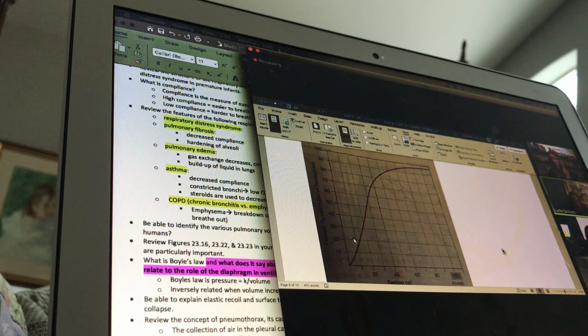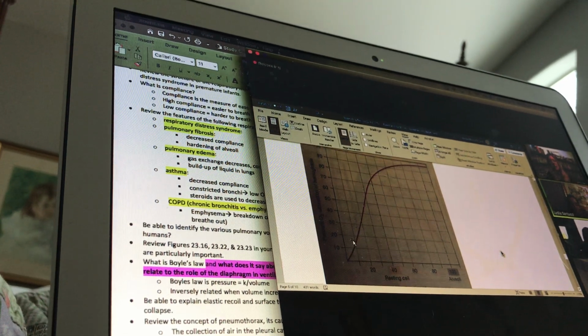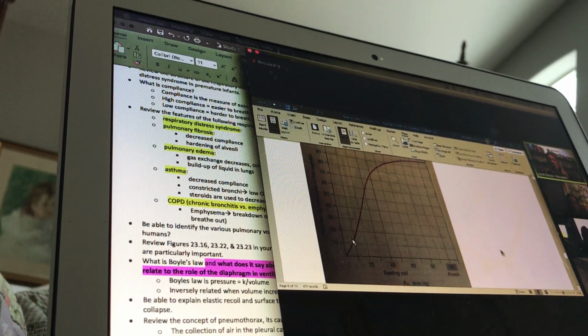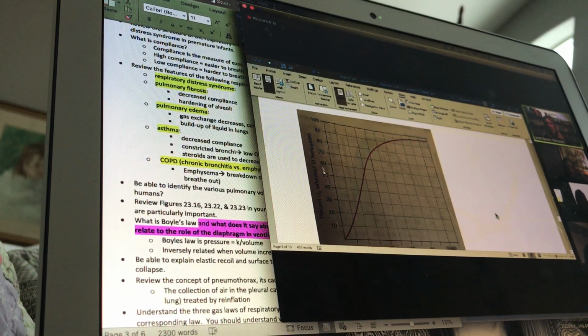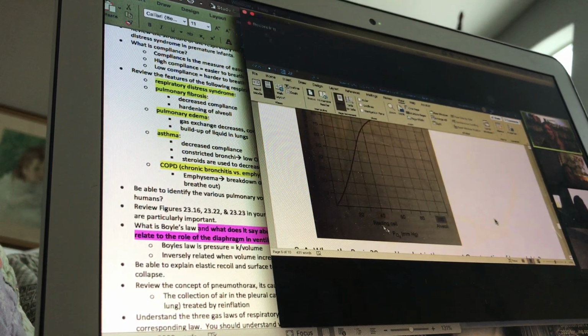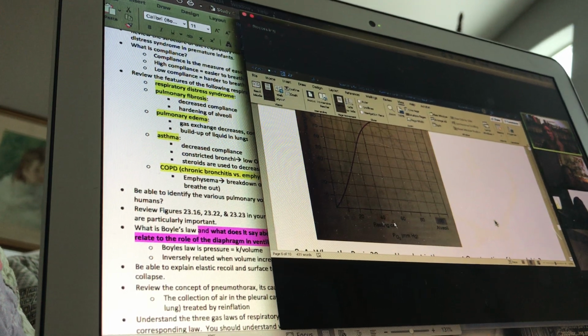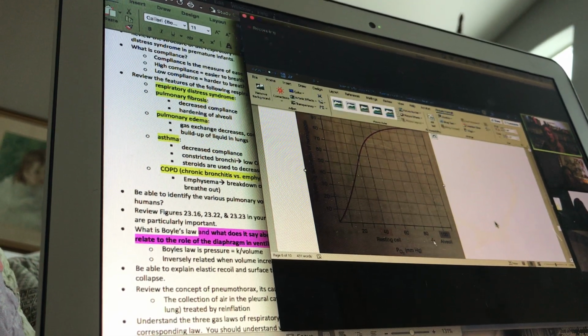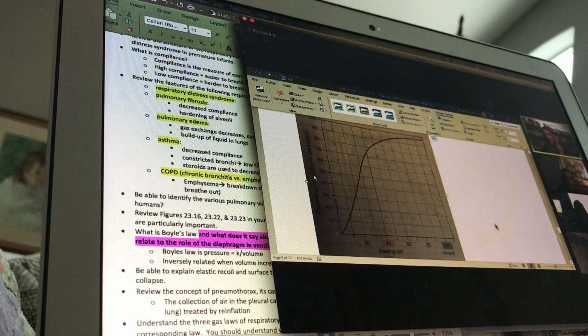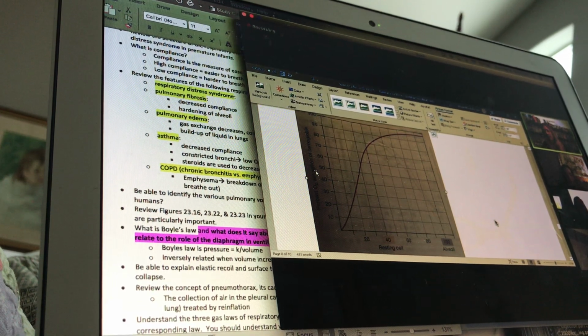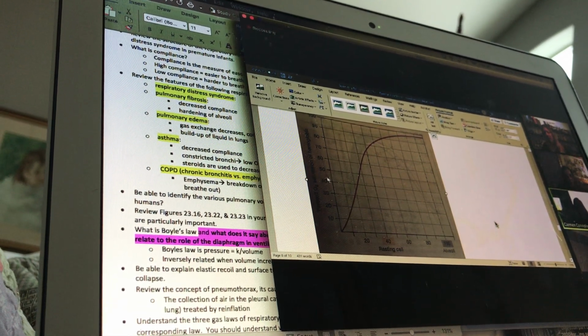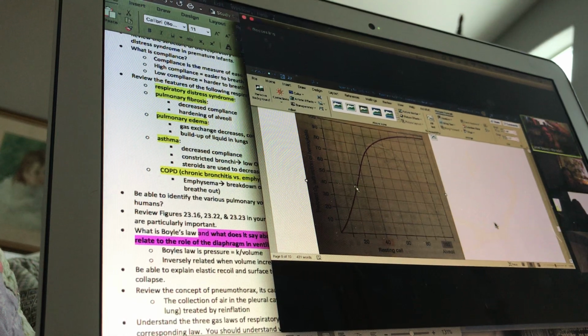Either way. Okay, so this one is just showing you percent oxygen saturation of hemoglobin, and the partial pressure of oxygen. So as partial pressure of oxygen increases, then the percent saturation of oxygen also increases. I think I get that one, the one that I was really confused with.